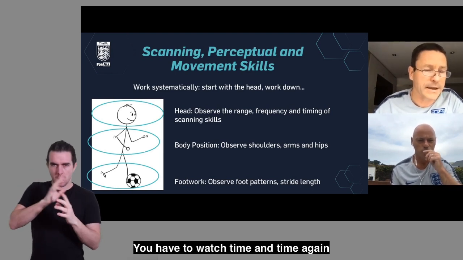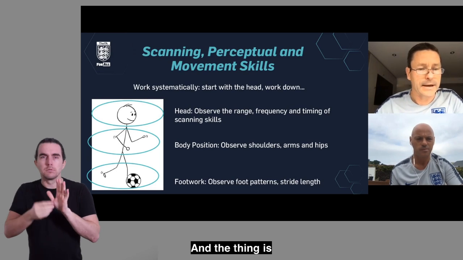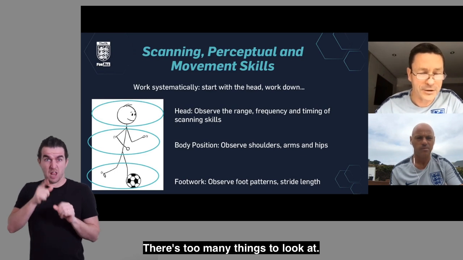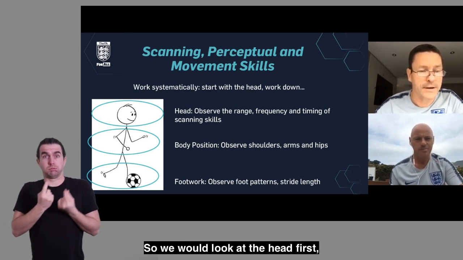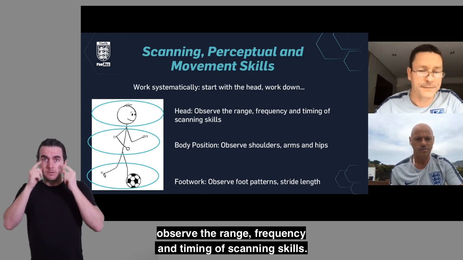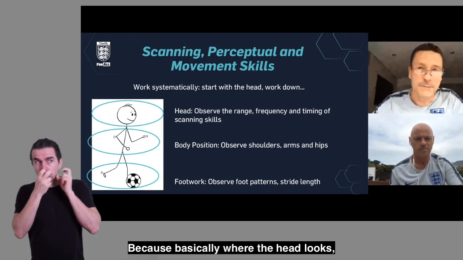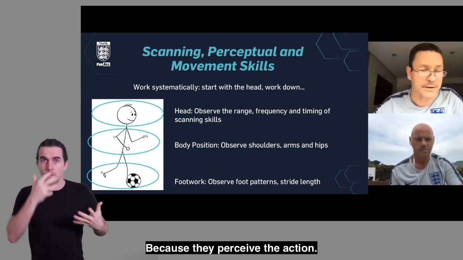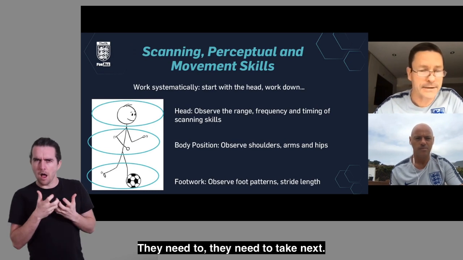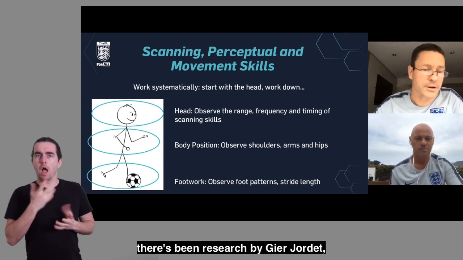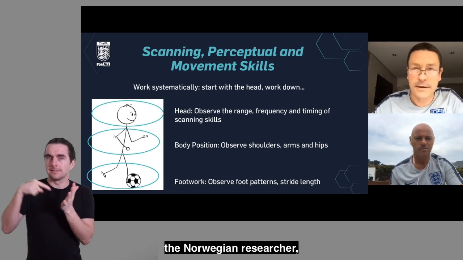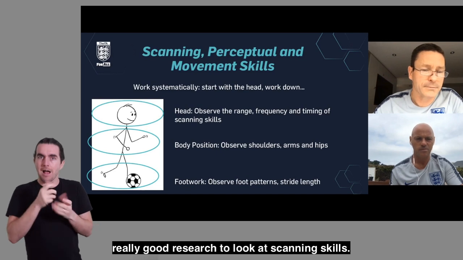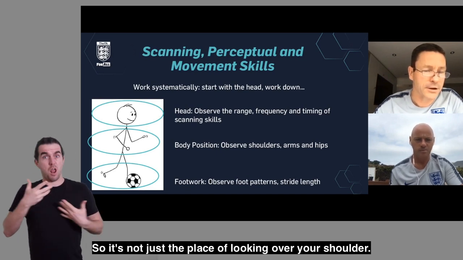Yeah. So here it's important to watch time and time again to get a model of good play. And the thing is, if you try and look at everything at once, you just can't see it. There are too many things to look at. So we would look at the head first, and observe the range, frequency, and timing of scanning skills. Basically, where the head looks, that's where the body's going to follow, because they perceive the action they need to take next. There's been research by Geir Jordet, the Norwegian researcher, really good research on scanning skills. So it's not just a case of looking over your shoulder.